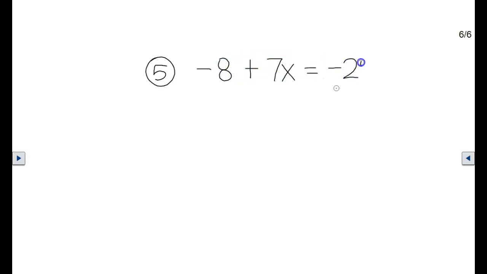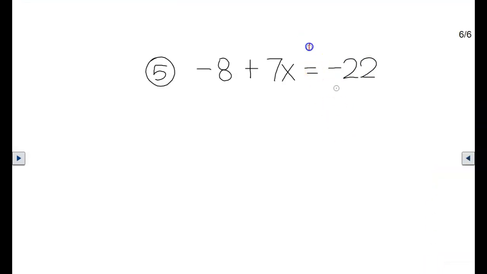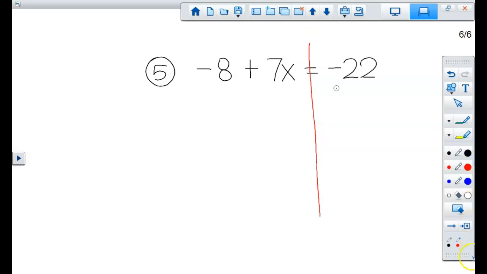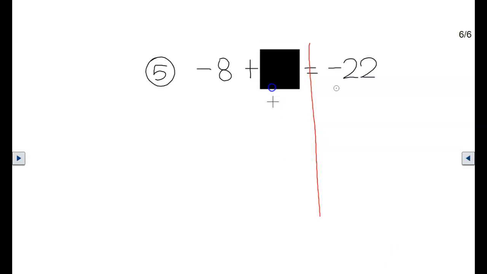Take a look at this one. Negative 8 plus 7x is equal to negative 22. Draw your line through your equal sign. We are going to look for adding or subtracting first. So to help me with that, I am going to cover up my variable.